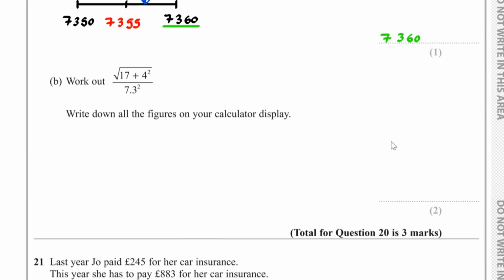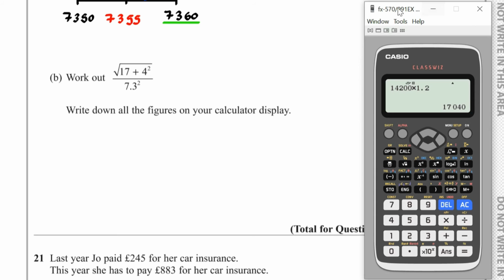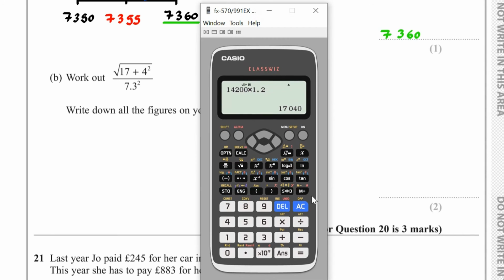Then for part B, we have to work out the square root of 17 plus 4 squared divided by 7.3 squared. We have to write down all the figures our calculator displays. So, if we key this into our calculator, we've got 17 plus 4 squared square rooted divided by 7.3 squared, and it turns out the value our calculator displays is 0.107981356.